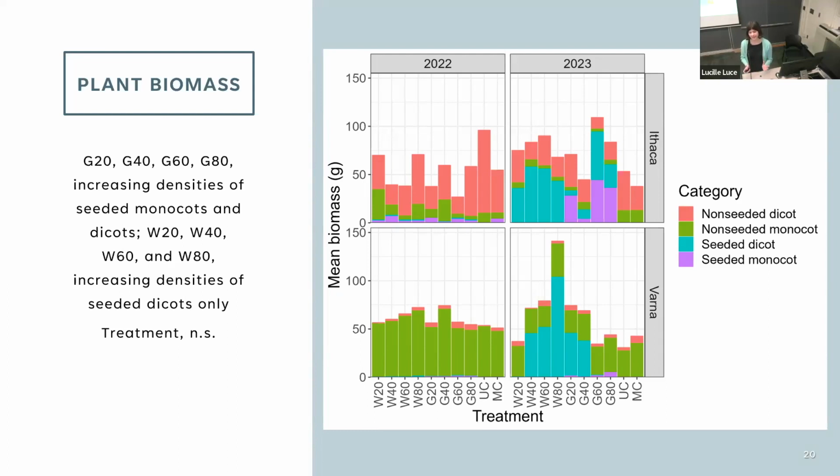The other thing I want to point out is that there's not a significant effect of treatments, that is, our seed mix composition and seeding density, either overall on total biomass or on the biomass just of seeded plants. This shows up most starkly if you look in the bottom right at Varna 2023 biomass. So these are our G60 and G80 treatments, right? The ones that we would expect to perform best. And in fact, they have basically just the weeds. I can tell you why, though it's not a very satisfying explanation.